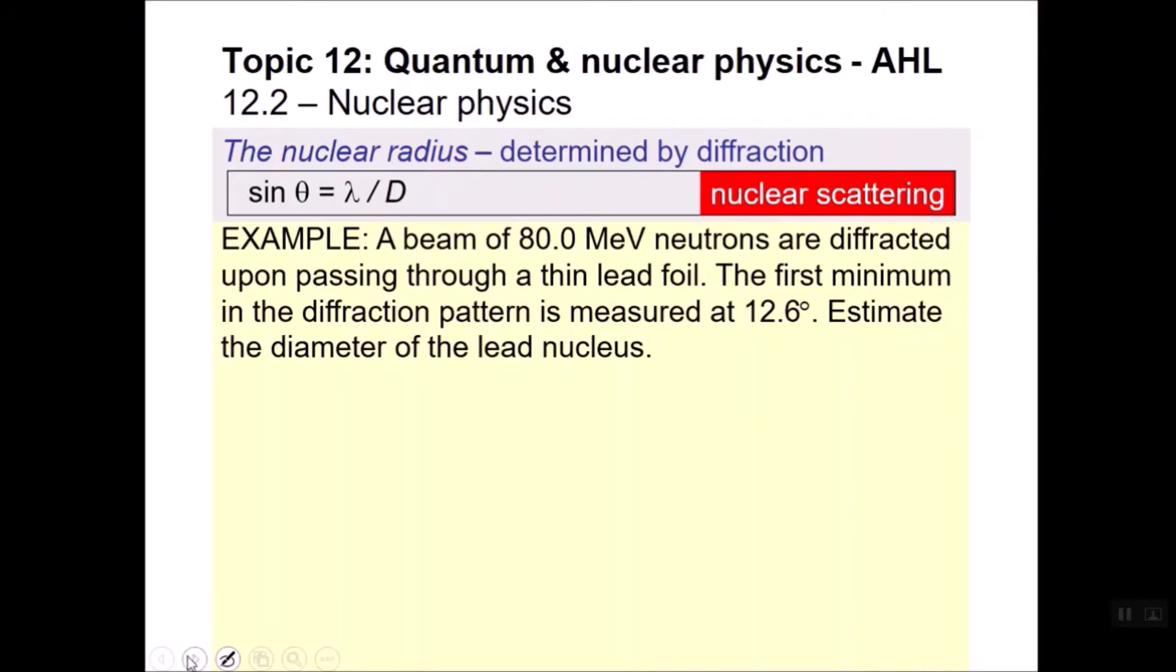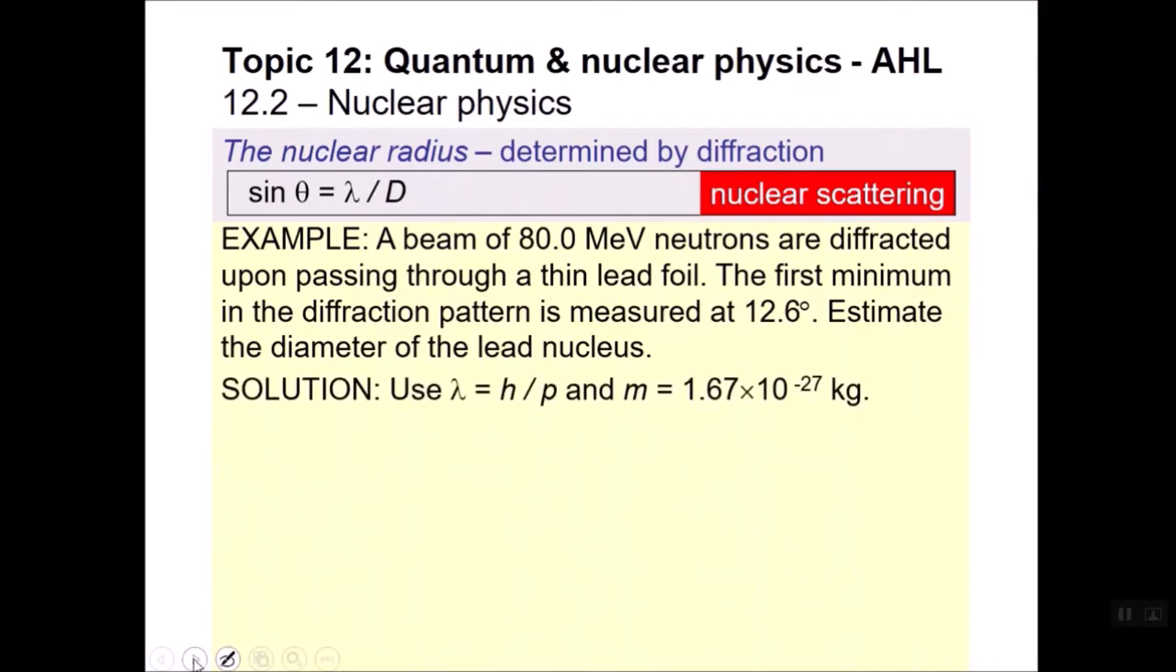We have a beam of 80 mega electron volt neutrons that are diffracted upon passing through thin lead foil. The first minimum of the diffraction pattern is measured at 12.6 degrees. And remember, this is in degrees. Watch out for the radians. This should be in radians. Estimate the diameter of the lead nucleus.